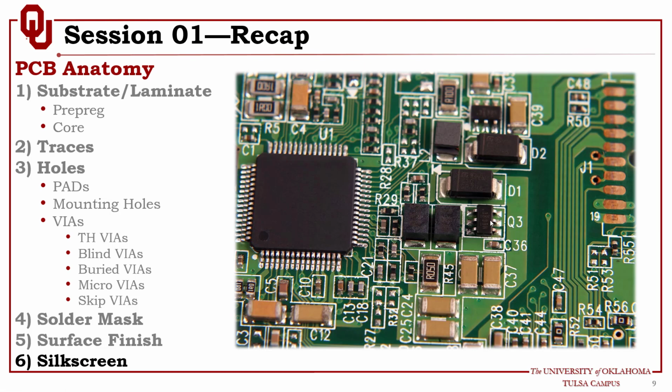Now, nothing prevents you from having silk screen on the bottom layer if you need to add some text, for instance information about the company, or information about the board, whatever information you can add on it, or maybe a logo. You can add a logo on the silk screen layer.